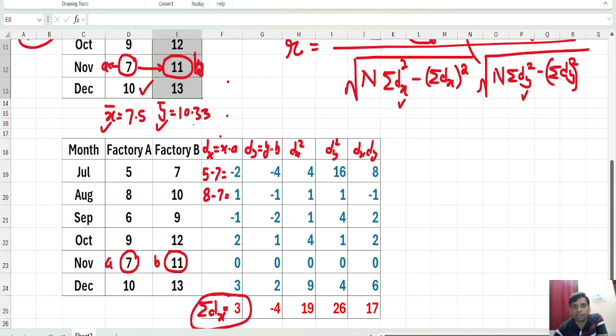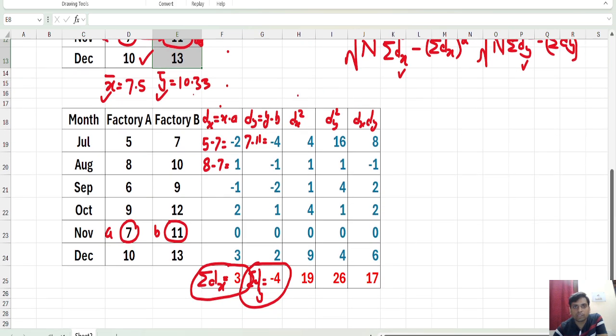In that way we will find y minus b, that is dy. The first value is 7, b value is 11, so 7 minus 11 equals minus 4, and 10 minus 11 equals minus 1. In that way you can find this second column. So summation dy is minus 4.